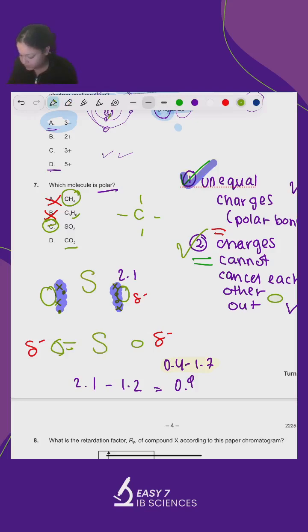So the bonds are like that, right? Instead of it being linear like this.